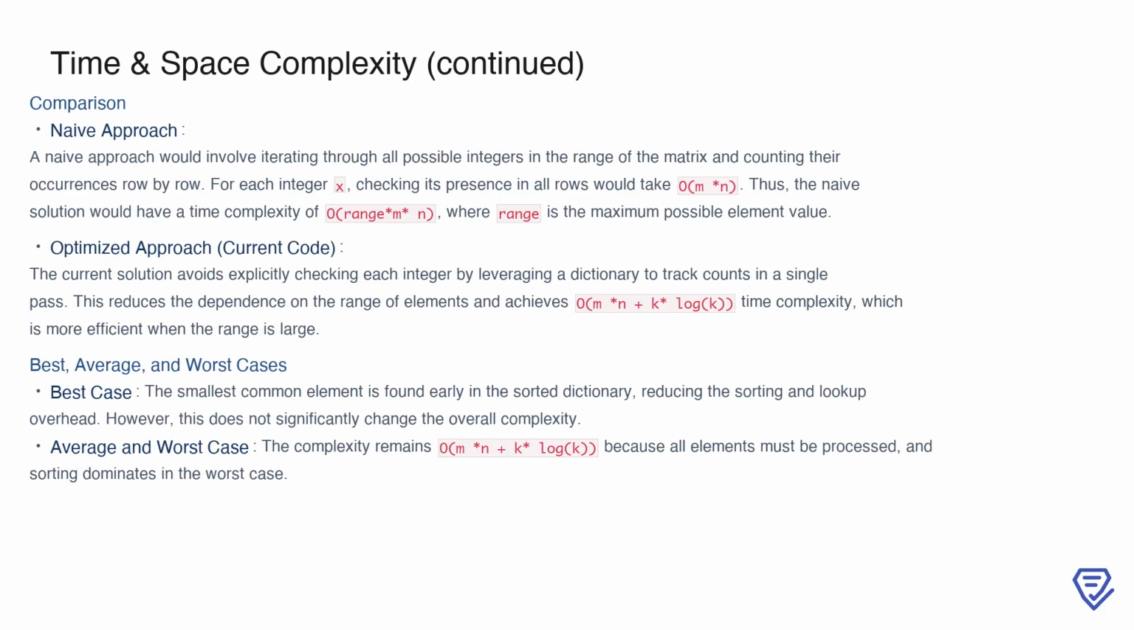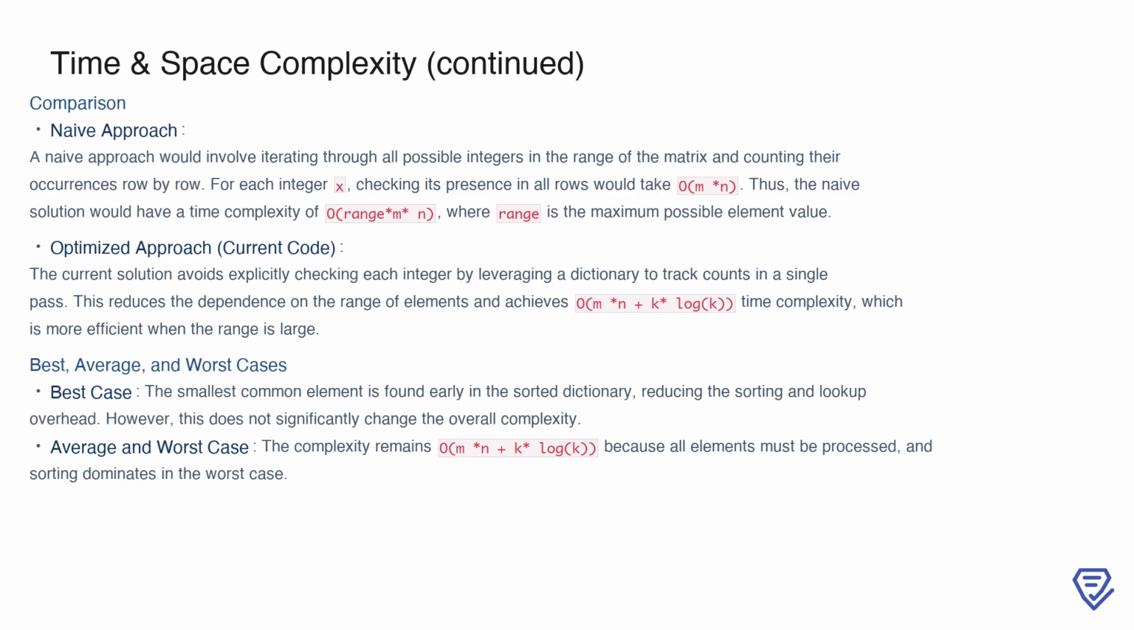To put this into perspective, let's compare the current solution to a naive approach. In a naive method, we would iterate through all possible integers in the range of the matrix and count their occurrences row by row. For each integer, checking its presence in all rows would take O(m*n), and this would be repeated for every number in the range. As a result, the time complexity would be O(range*m*n), where range is the maximum possible element value.